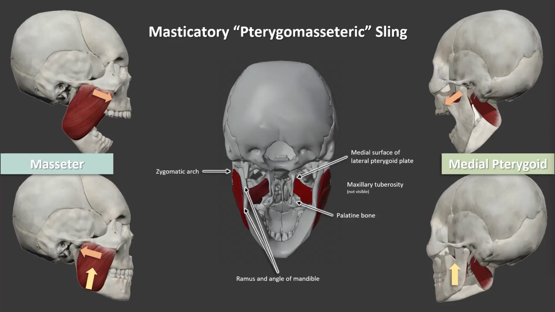Together, the medial pterygoid and masseter muscles make up what's called the pterygomasseteric or masticatory sling. I want you to know it took me 5 different takes to say masticatory correctly.